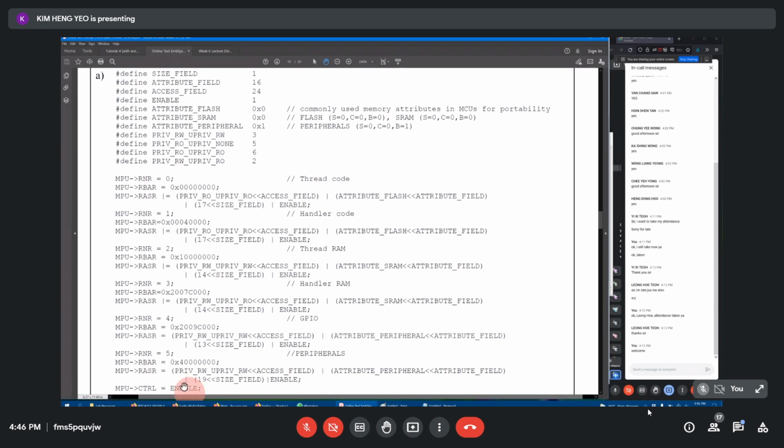You need to enable the MPU, so in the control register, enable the MPU. You see, I didn't use all these hash defines because the code is very simple. You don't need to use hash define. You can just put the value in directly.